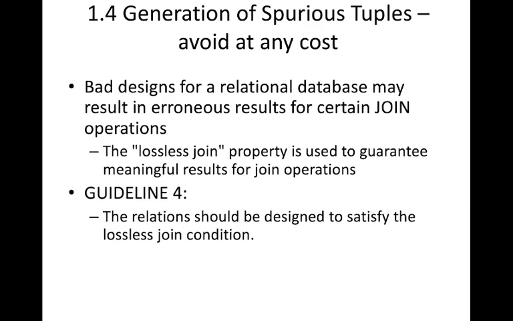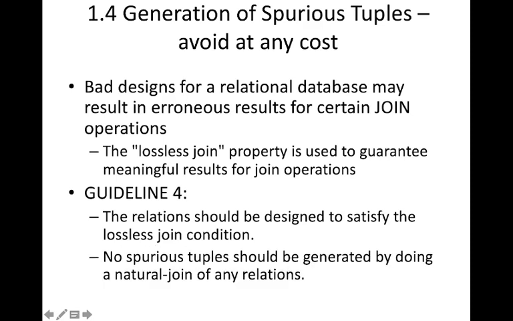So guideline 4 is that relations should be designed to satisfy the lossless join condition. Lossless join condition means no spurious tuple should be generated by doing a natural join on any relations. We will see what this guideline is for. Don't worry about this now. It means that all the relations should satisfy this lossless join property. When this lossless join property is satisfied, spurious tuples won't be generated. So we will see what this lossless join is and what this spurious tuple is.